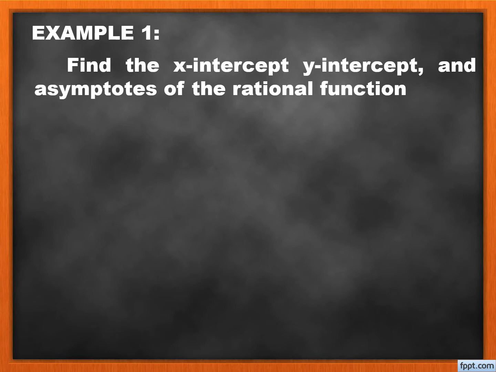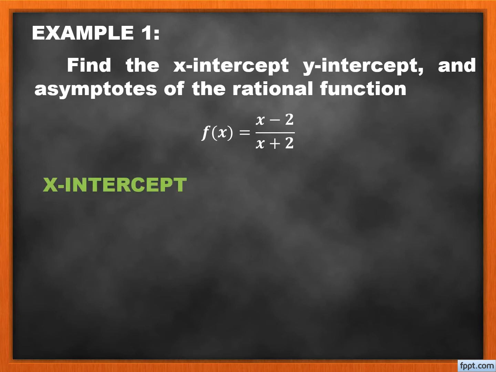So, let me show you an example. Example number 1, find the x-intercept, y-intercept, and asymptotes of the rational function f of x equals x minus 2 over x plus 2. First, let us have the x-intercept. So, how to solve for the x-intercept?